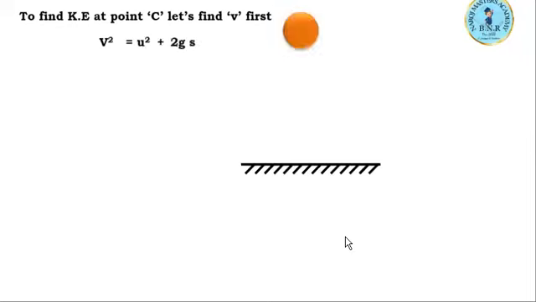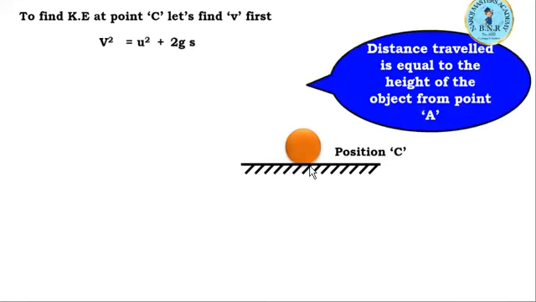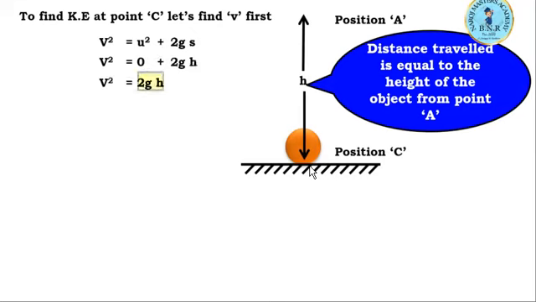To find the kinetic energy at point C also, let's find v. When the body reaches point C, that is on the ground, so simply this is position C. The distance traveled is equal to the height of the object from the point. S is nothing but h now. So v square is equal to, initially it is 0, plus 2gh.